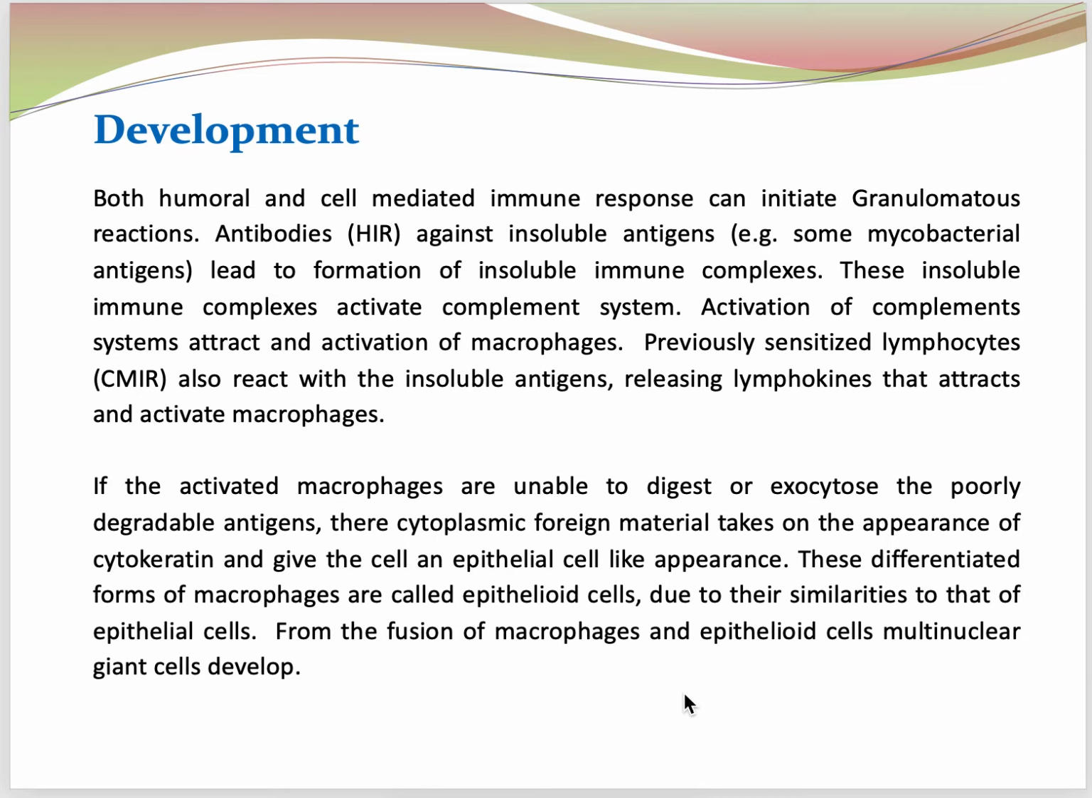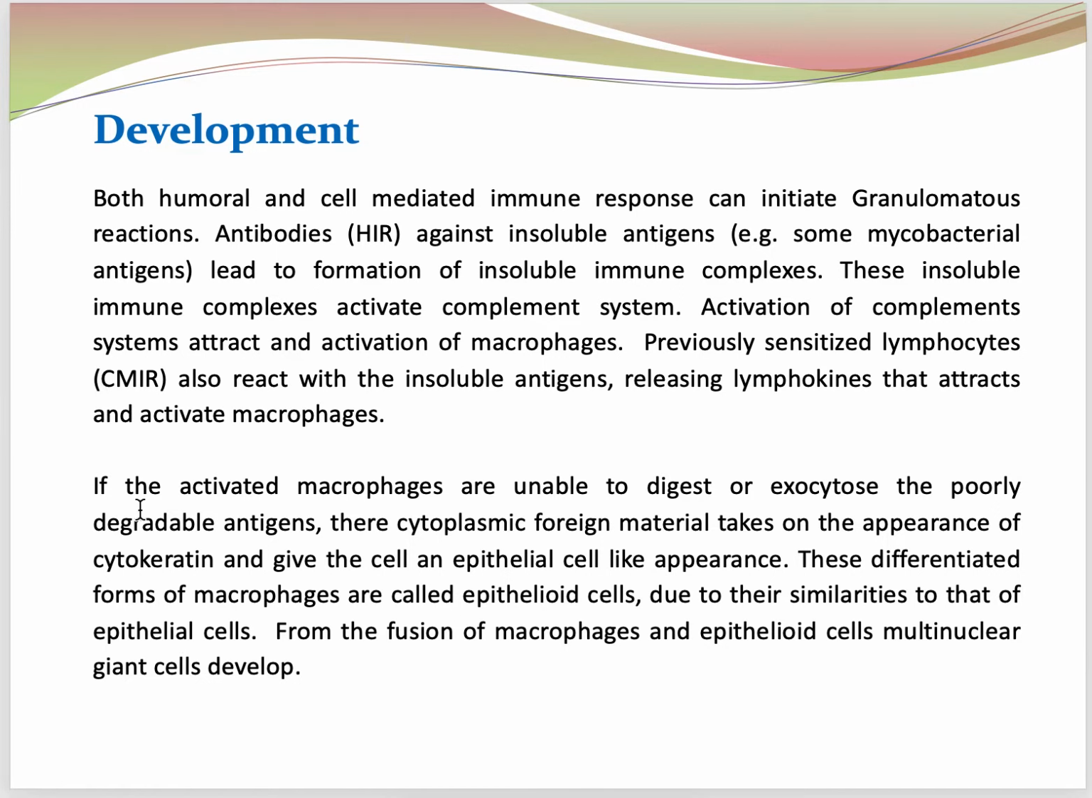So due to this kind of reaction, the macrophages turned into epithelioid cells. And from the fusion of macrophages and epithelioid cells, multinuclear giant cells develop. Basically, this is the mechanism or the events that happen during granuloma formation.